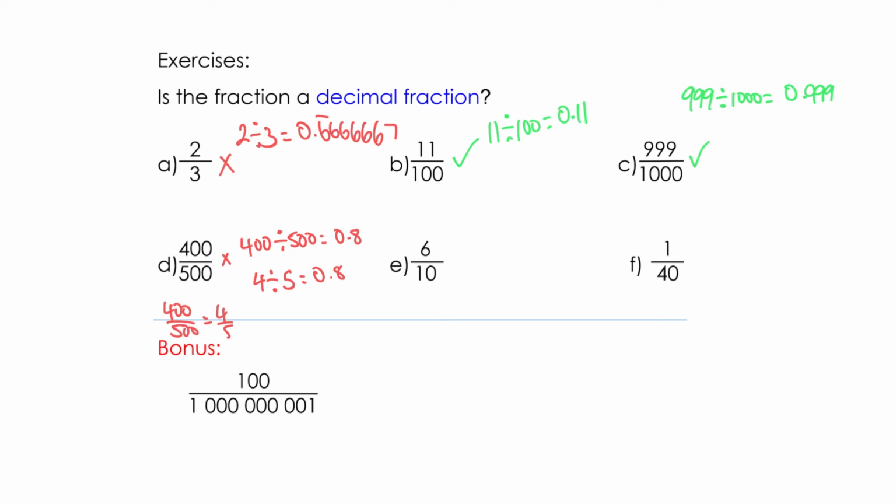Okay. Let's look at the next one, E. 6 divided by 10 is a decimal fraction. 6 divided by 10 equals 0.6. So 6 over 10 or 6 divided by 10, it's the exact same thing. And for this one here, it's not a decimal fraction, because 1 divided by 40, off the top of my head, it's probably about 0.2 something. I don't know off the top of my head. Now this last one is not a decimal fraction, but it's really, really close. But let's just say no, and let's not even try to divide it, because no one's ever going to ask you to divide this number.